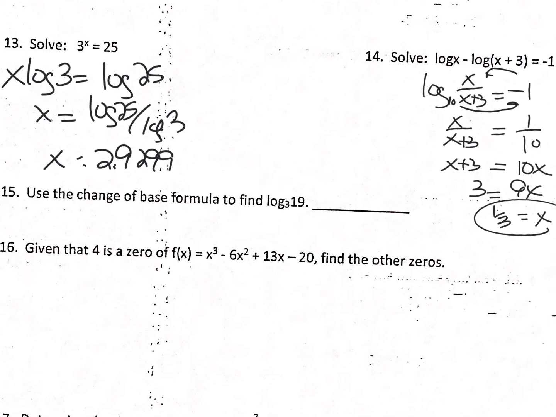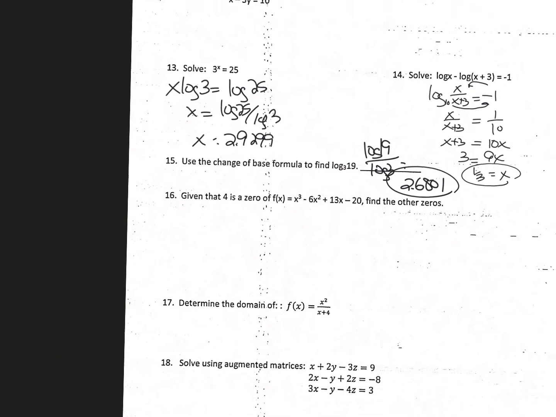Change of base formula. It's base 3. Our calculator doesn't usually do base 3, but we can make it do it by doing this right here. We can do log 19 over log 3 and see what that gives us. The base always goes at the bottom. That's a good way to remember that. Log 19. Make sure you close your parentheses. Divided by log 3. And I'm getting 2.6801. Okay, for that one.